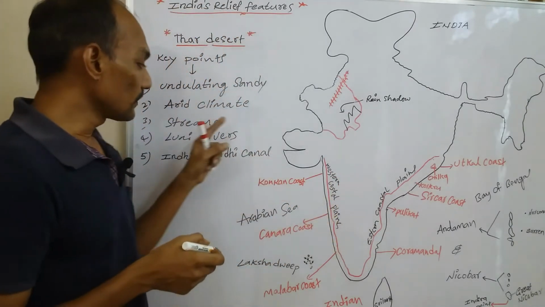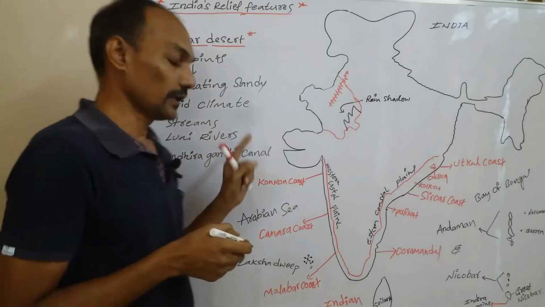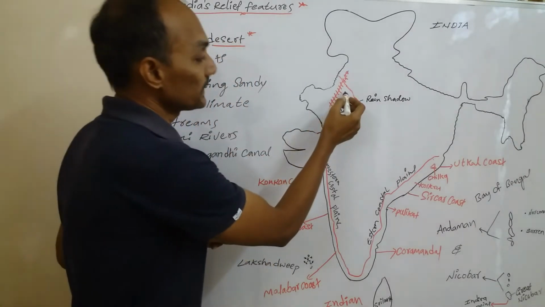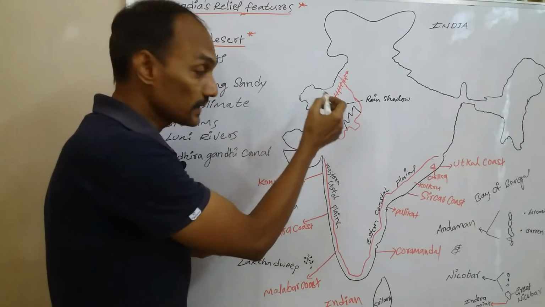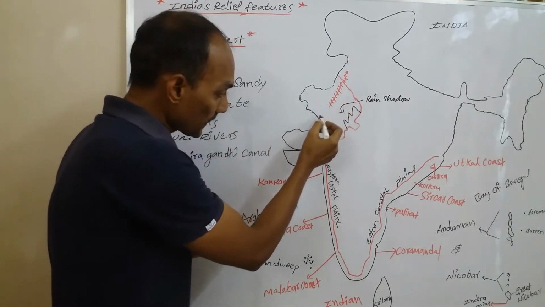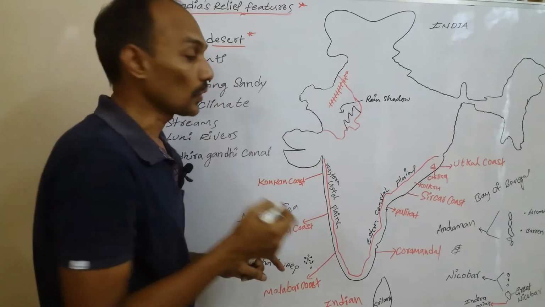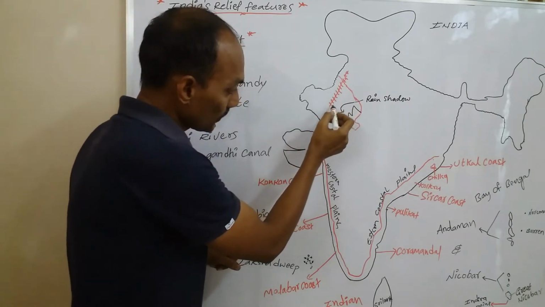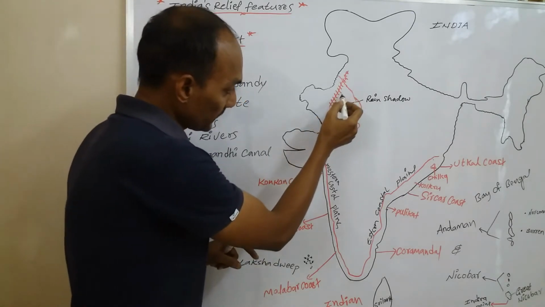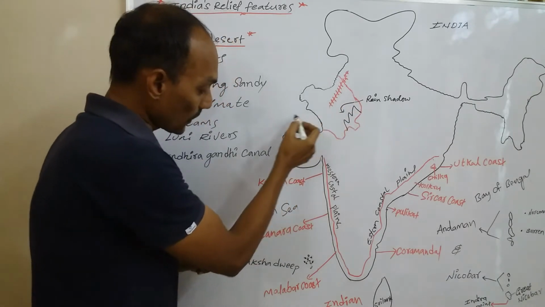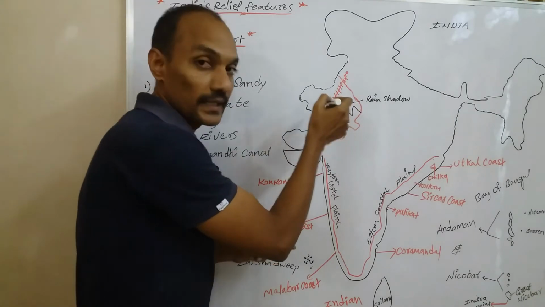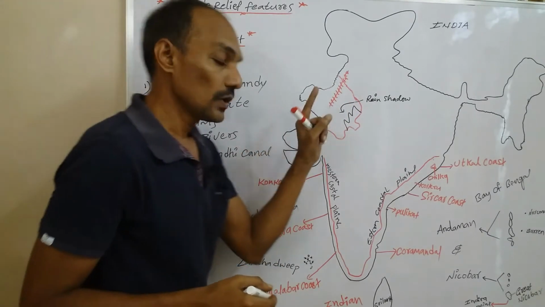And here one most important river is the Luni River. Luni is the only river that flows in the desert area. But the Luni River does not reach the Arabian Sea. It only ends in this area. That means it enters into some lakes. So this is the Luni River.